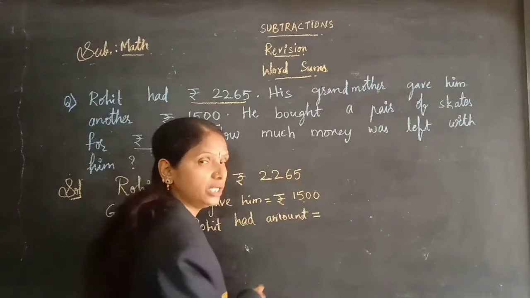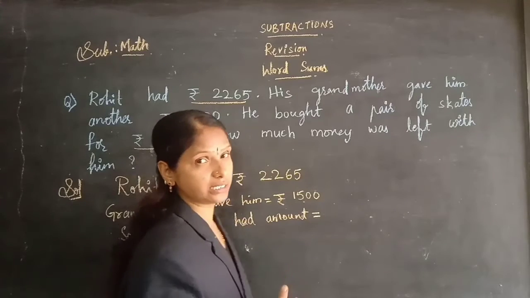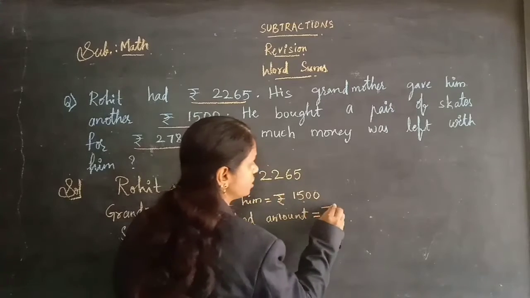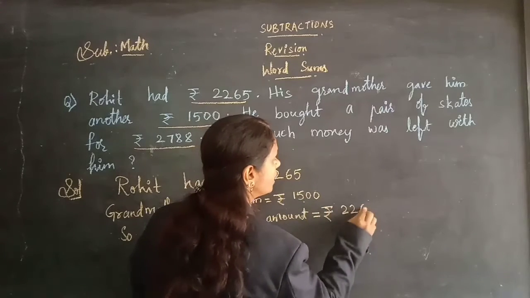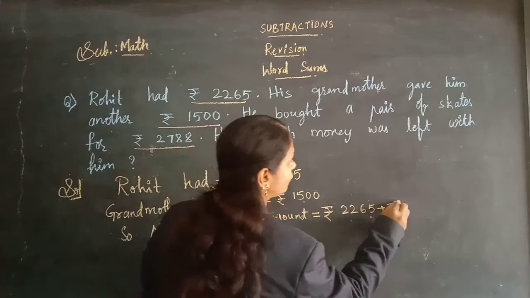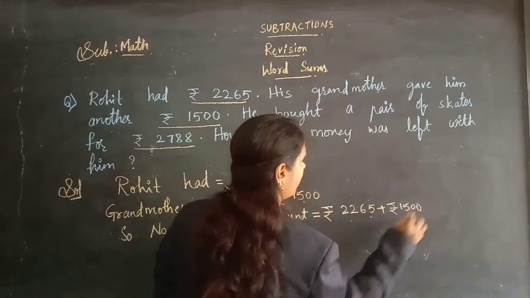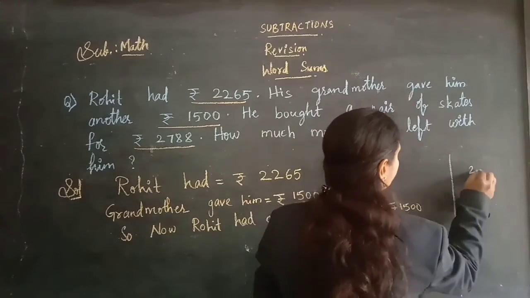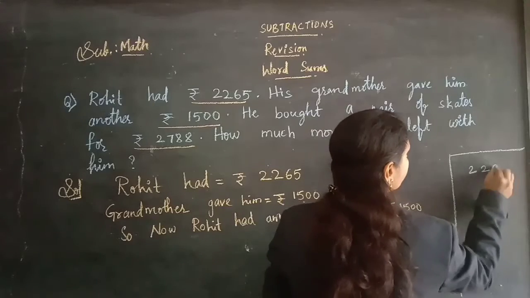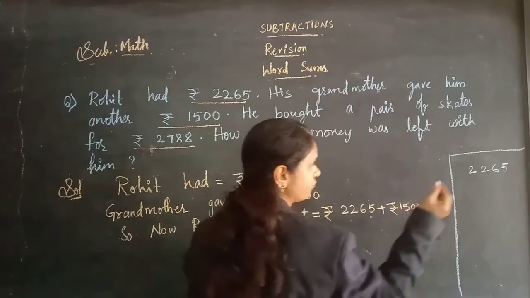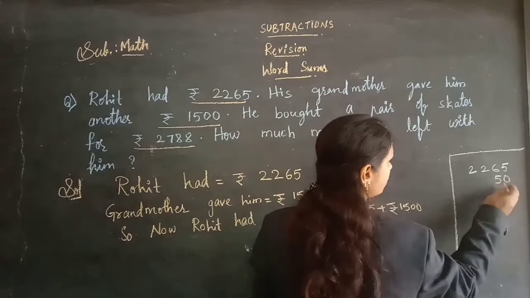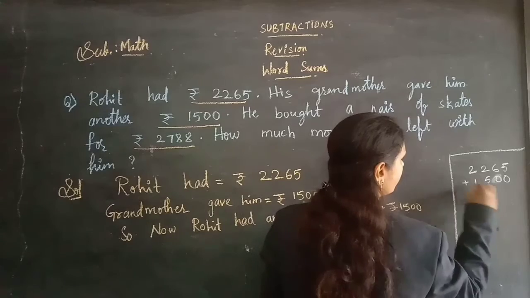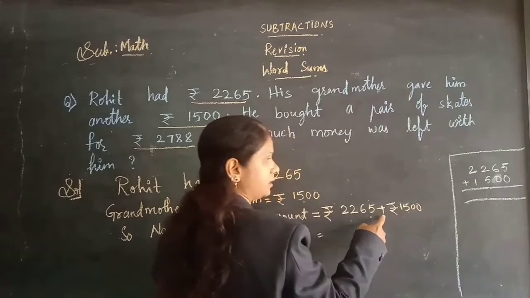So here you need to add these two numbers. So I am adding here 2265 plus 1500. Let's add these numbers in the column, children. Here 2265, and I am arranging from last, children. For the second number it is better to arrange from last. Here 0, here 5, here 1, 1500. Now let's add.